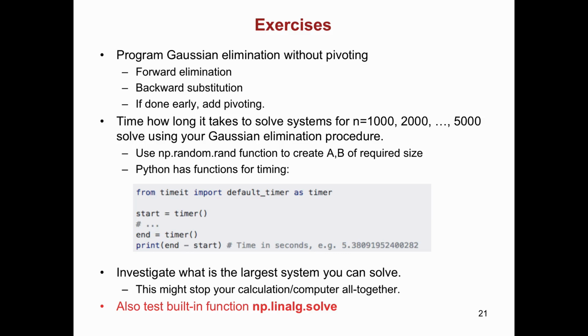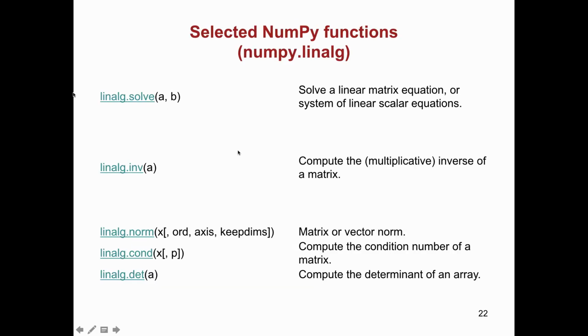And we will also test it against numpy.linalg.solve. This is basically one of the selected numpy functions. So this solver will basically solve a linear matrix equation. Now this is a piece of code, so we don't know what it's going to use. Probably one of the indirect methods that we're dealing with later. Okay, so it's going to use something faster than Gaussian elimination, but just to show you how fast or not fast things get compared to the code that we programmed.